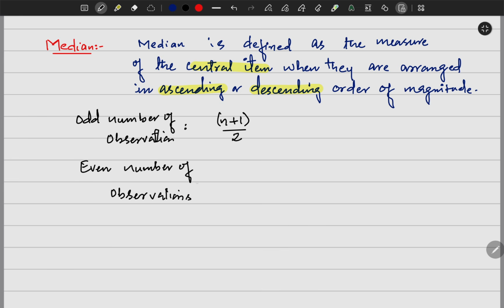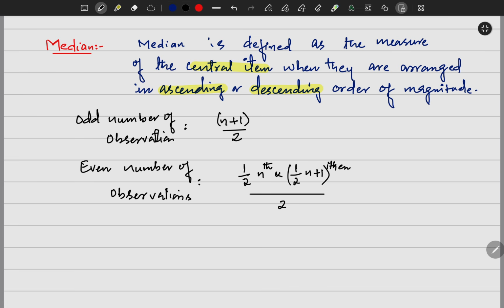then the median is actually the average of the middle two. That is, we need the (1 by 2 n)th item and the (1 by 2 n plus 1)th item, and take the mean, so divide by 2.